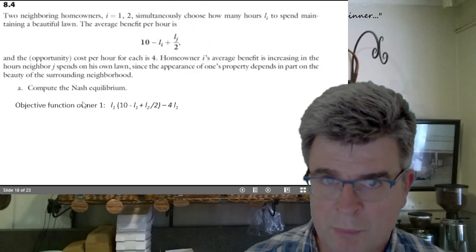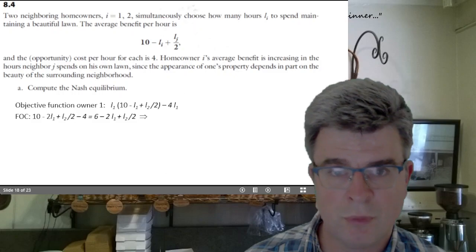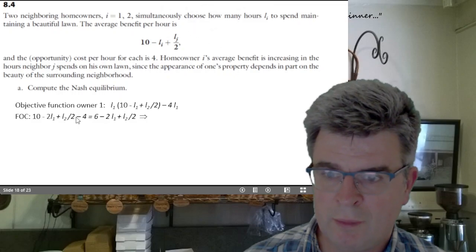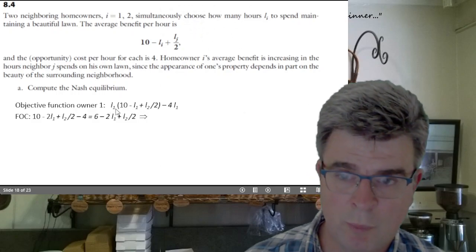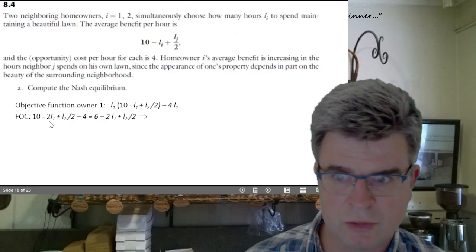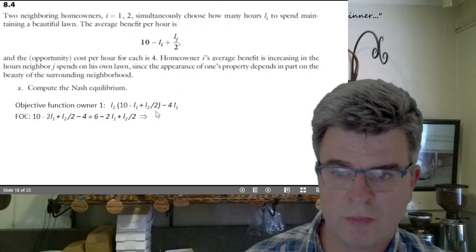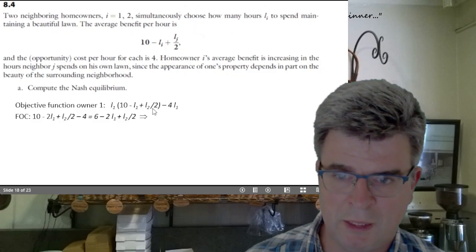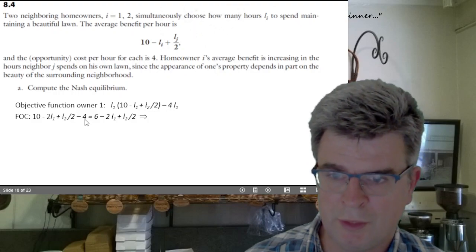Choosing the own optimal effort level L1 amounts to taking the first order condition of this objective function with respect to L1. So we take the derivative and we get 10 minus 2 times L1, because here we have minus L1 times L1, which is minus L1 squared. Taking the derivative of that is minus 2L1, plus L2, divided by 2. Neighbor 1 takes L2 as given, as a constant, minus 4, because the derivative of minus 4L1 is minus 4.